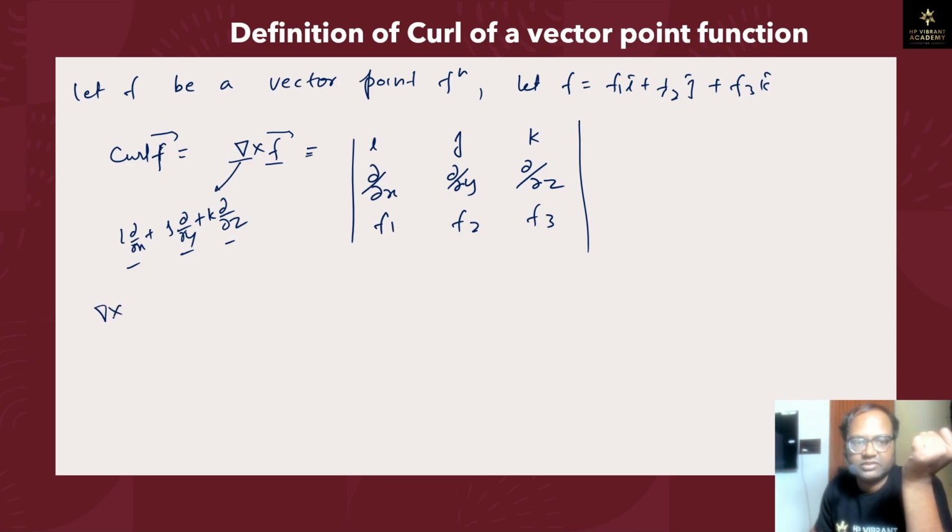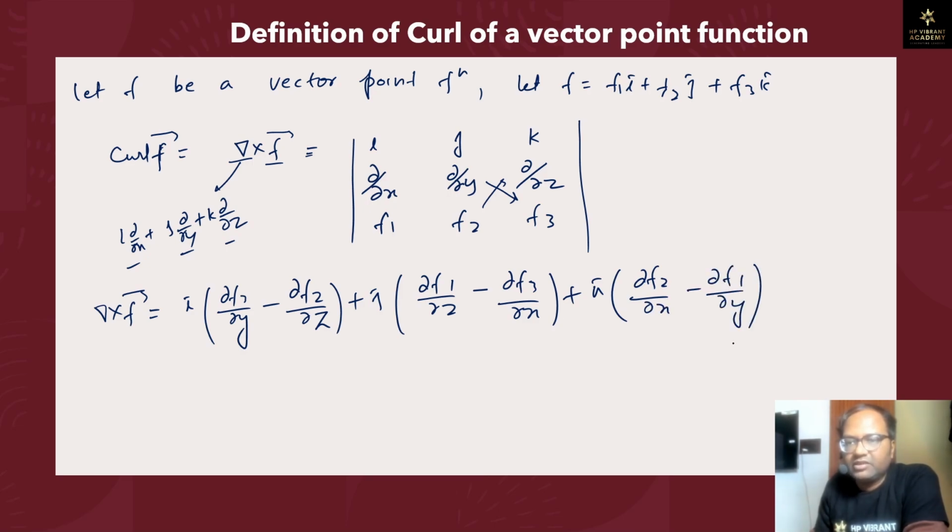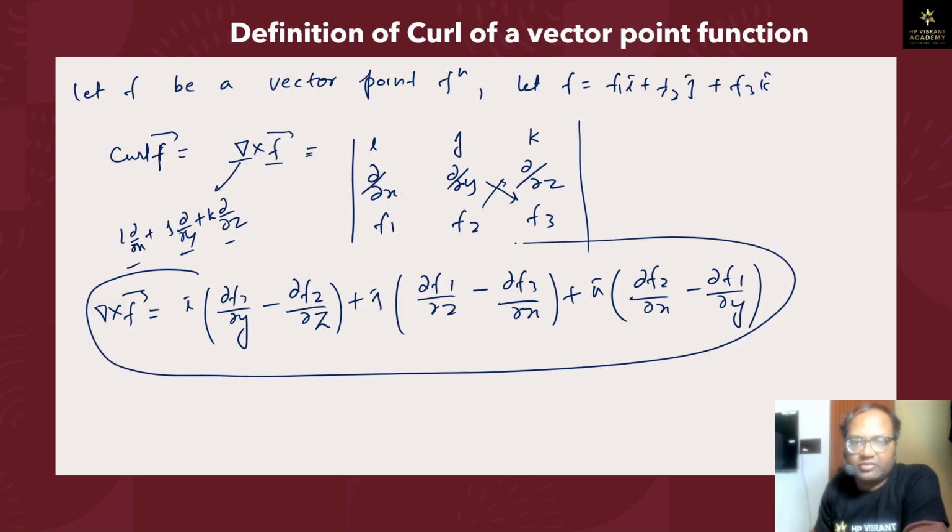So let us expand this. So we have del cross f as, this is curl of a vector point function. So curl always applies on a vector point function. This is i cap, so this is del f3 upon del y. Let us do the cross multiplication. So del f3 upon del y minus del f2 upon del z, plus j cap, this is del f1 upon del z minus del f3 upon del x, plus k cap, this is del f2 upon del x minus del f1 upon del y. So this is the curl of a vector point function.